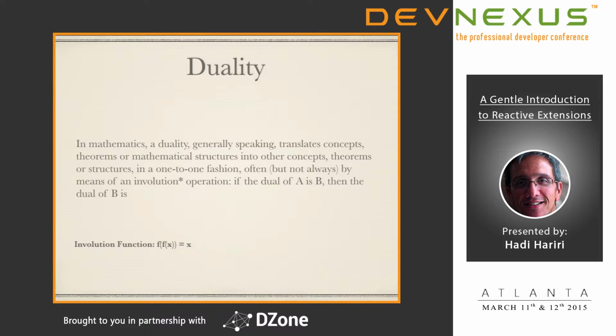And it says, in mathematics, a duality, generally speaking, translates concepts, theorems, or mathematical structures into other concepts, theorems, or structures in a one-to-one fashion, often by means of an involution operation. If the dual of A is B, then the dual of B is? A. There you go. An involution function is basically a function in which you apply the function to a value, and it returns the value itself. Okay?